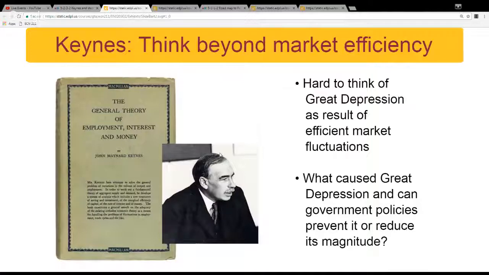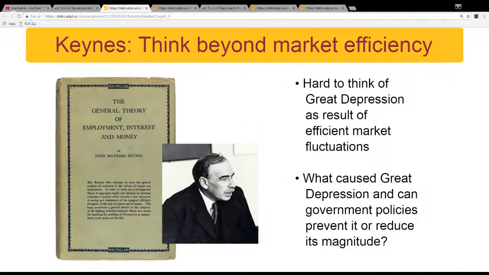if you think that this recession that they called the Great Depression, but even now, more recently, the Great Recession from 2008, was not the result of efficient market fluctuations, then the question is, what did cause it? What inefficiencies, what deviations from efficiency caused it, and how can government policies affect these inefficiencies and reduce or even prevent recessions from happening or reduce the magnitude of recessions.